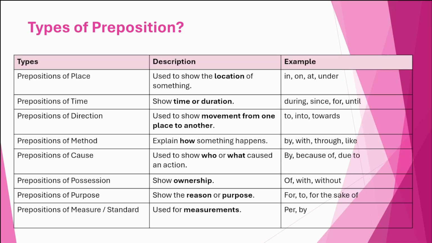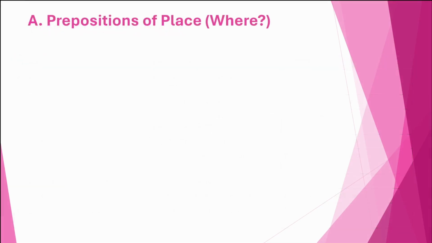And the fourth type is the prepositions of method. It defines the relationship of something that happens and denotes how it is happening. Its examples are by, with, through, like. Later, we will discuss all these prepositions in detail so that you can capture the idea more thoroughly. So first of all, we will discuss the prepositions of place in detail.